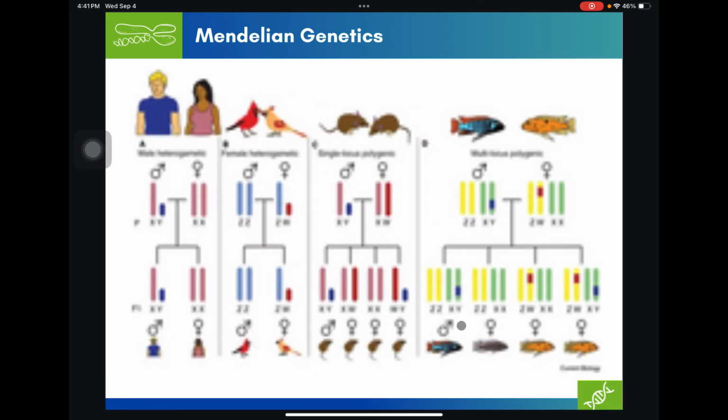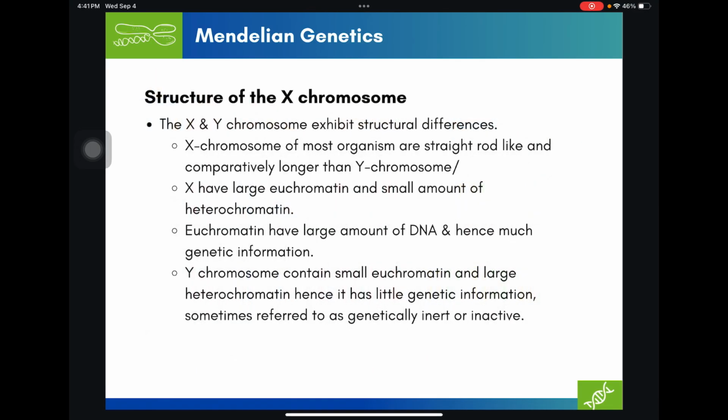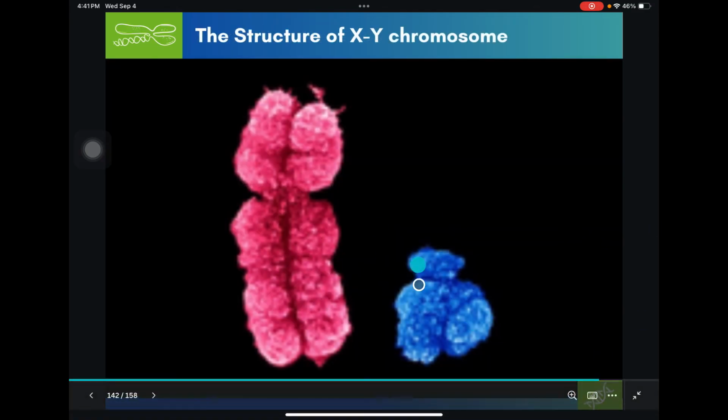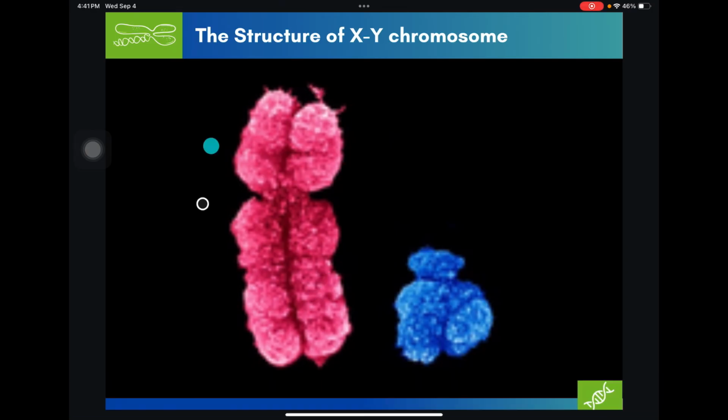Now, in every animal, it's actually different. In humans, it's XX and XY, but in other animals, it varies. The structure of the X chromosome of most organisms is straight, rod-like, and comparatively longer than the Y chromosome, as you can see in this one. This one is the Y chromosome, and this one is the X chromosome. If we compare them, the X chromosome is much larger or longer than the Y chromosome.